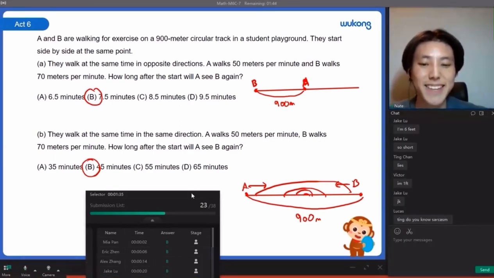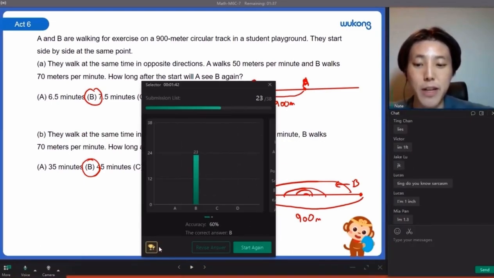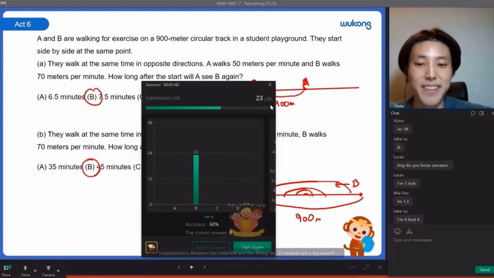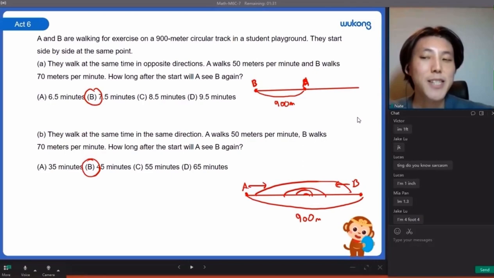Very good, guys. Excellent. Now, I'll give everyone a trophy here. There we go. So that's how you do it. Just because it's a circular track doesn't mean it's different. Same thing's going to happen in real life.